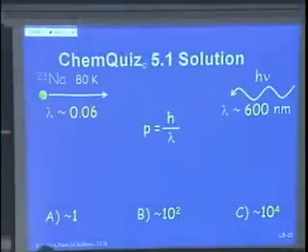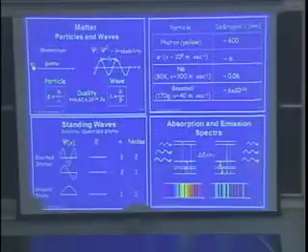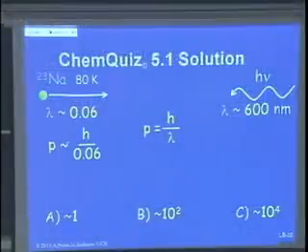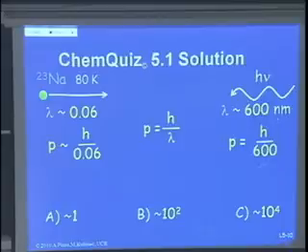So the solution is this was here. I pointed it out to you in the morning. P is h over lambda, and h is a constant. So you will have P is h over 0.06 here, and what is P here? It is h over 600. So you would have to have 10,000 of those to get there. And this is the answer.